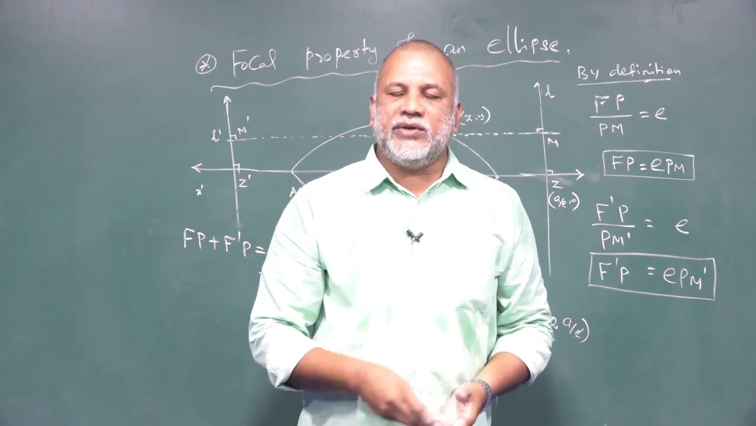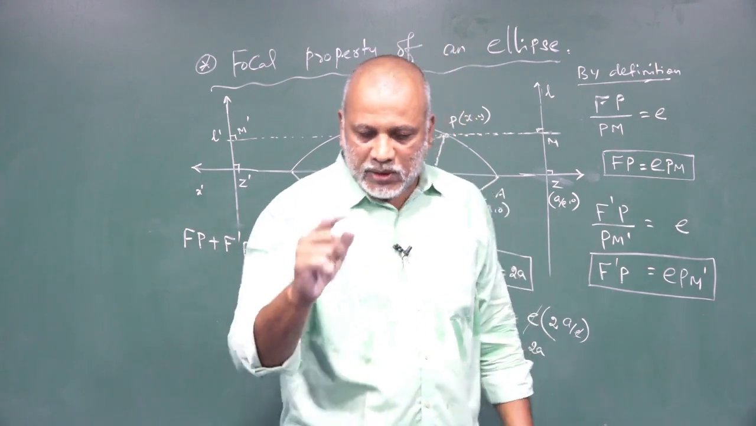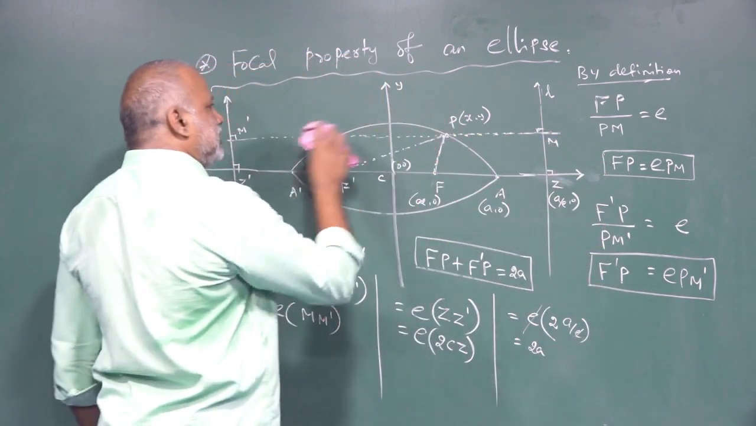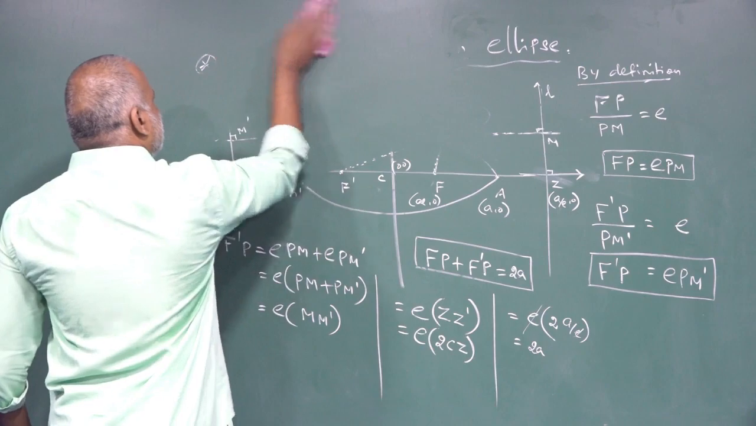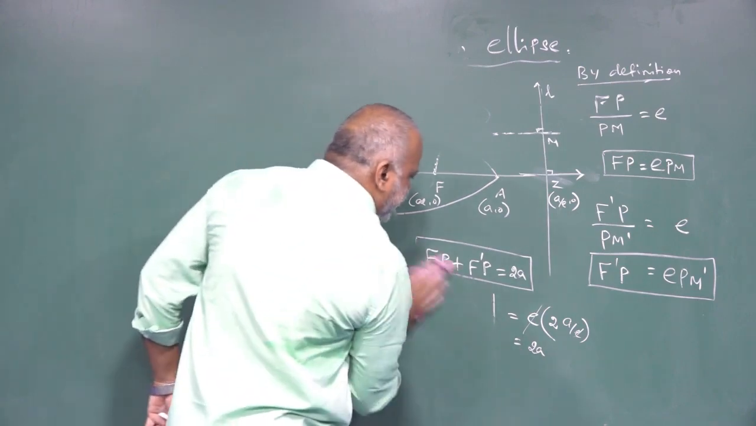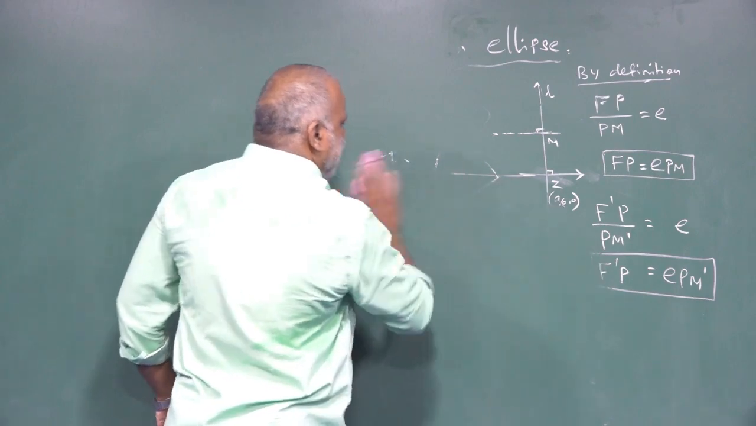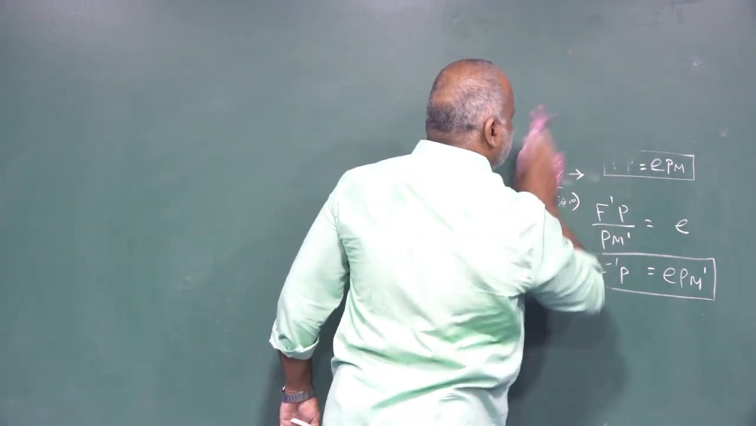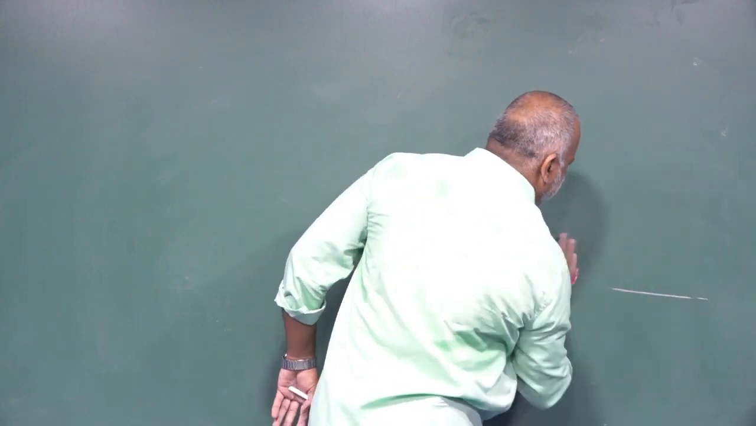Today we derived from the basic definition of an ellipse. Now, it should be the basic definition of conics. So, all the concepts are derived from the conics only. This is called: sum of the focal distances of any point on an ellipse is equal to length of the major axis. See this logic. Now, another logic, another concept.